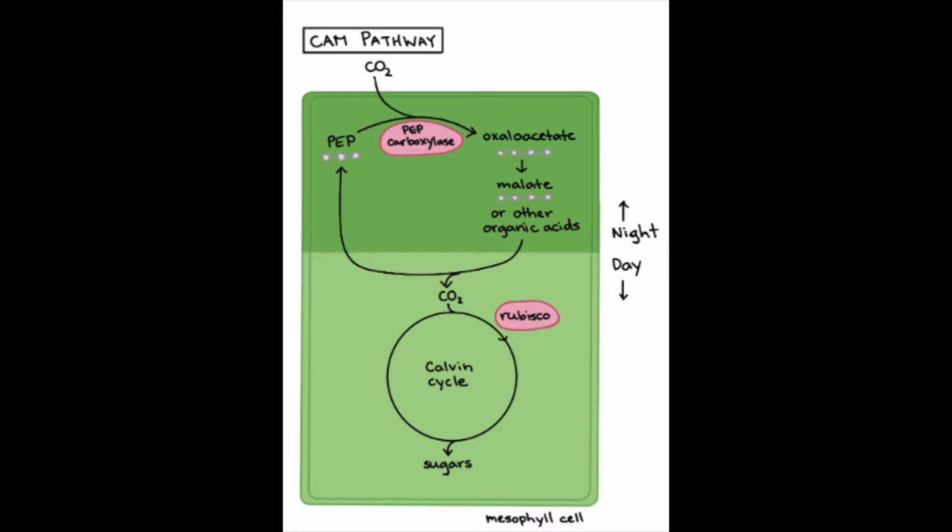At night, CAM plants open their stomata, allowing CO2 to diffuse into the cells. This CO2 is fixed into oxaloacetate by PEP carboxylase and then converted to malate. This organic acid is stored inside vacuoles until the next day. In the daylight, the CAM plants do not open their stomata but can still photosynthesize. This is because the organic acids are transported out of the vacuole and broken down to release CO2, which enters the Calvin cycle. This controlled release maintains a high concentration of CO2 around the Rubisco.